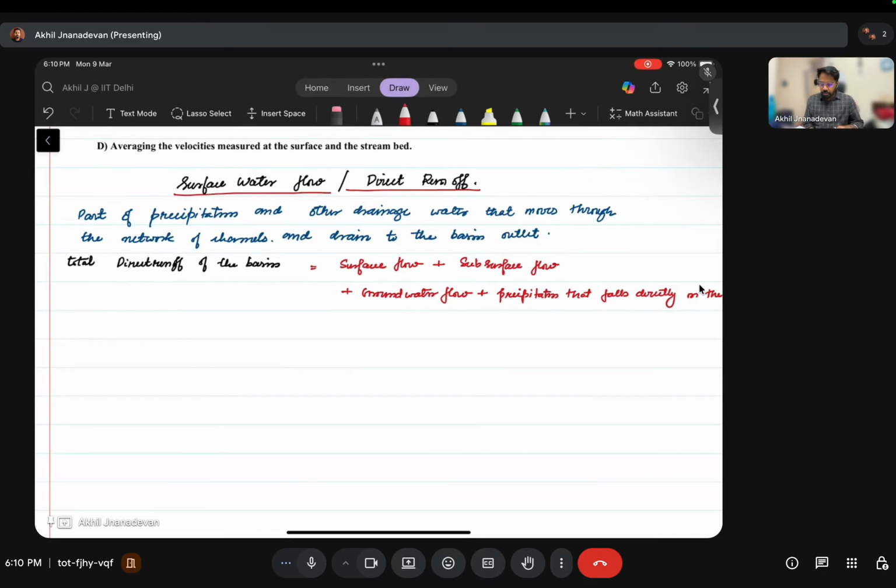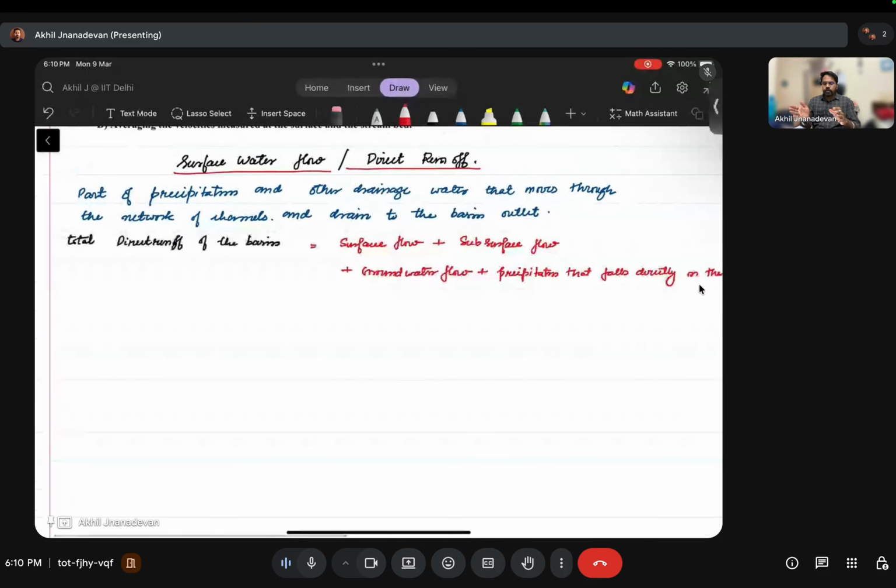Okay, so this is what stream flow is. We already saw what surface water flow is. It can be overland flow and stream flow, a combination of that. We already saw how the overland flow comes. We tried to model the overland flow, and also we tried to model the surface water flows.